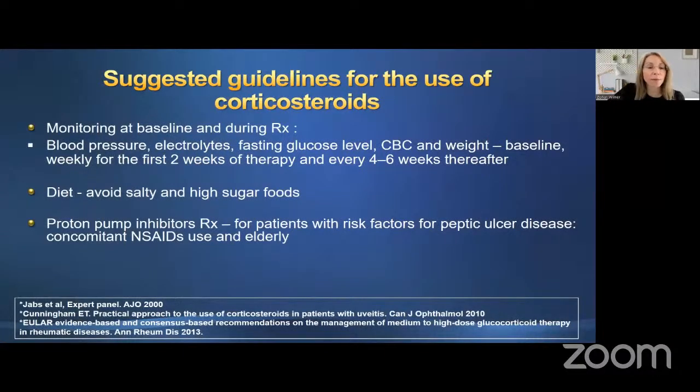Regarding diet, it is very important to avoid salty and high sugar foods, and we should recommend our patients use proton pump inhibitors, especially if there are risk factors for peptic ulcer disease, as with the use of concomitant NSAIDs and in elderly patients.